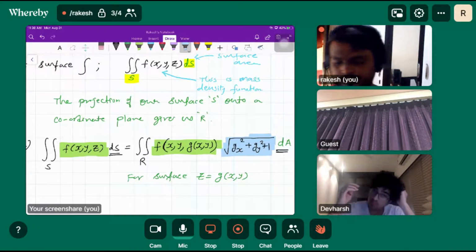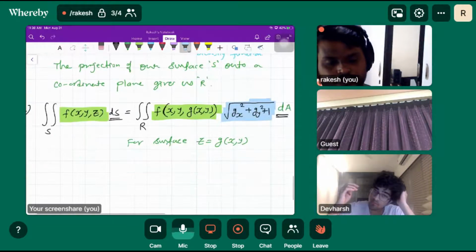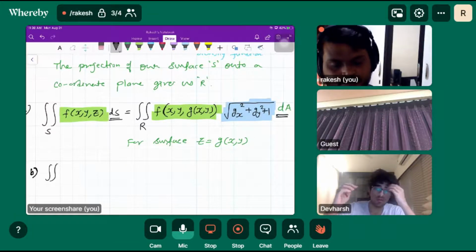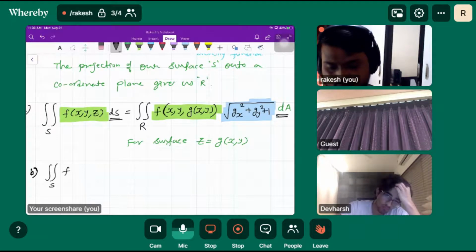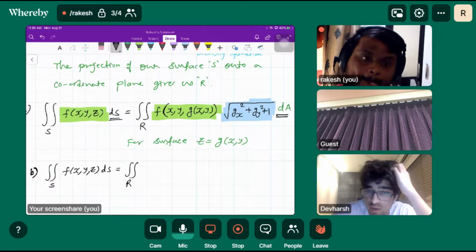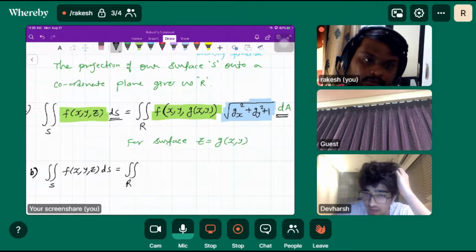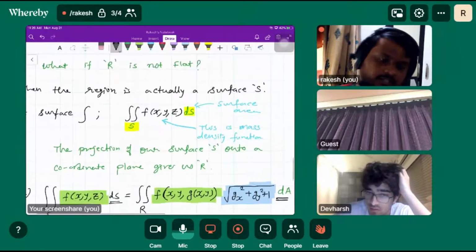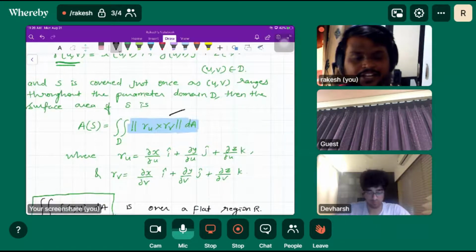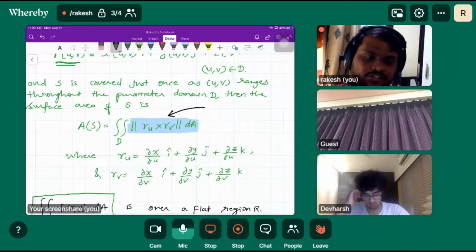Okay, so just write down all these three different simple. The first one was z simple. So f of x comma y comma z ds is equal to, you're saying the square root of gx square plus gy square plus 1 is the Jacobian, right? Or that can be found like the magnitude of this. That is the same as the magnitude. So this is the area of the surface. Are you getting that?